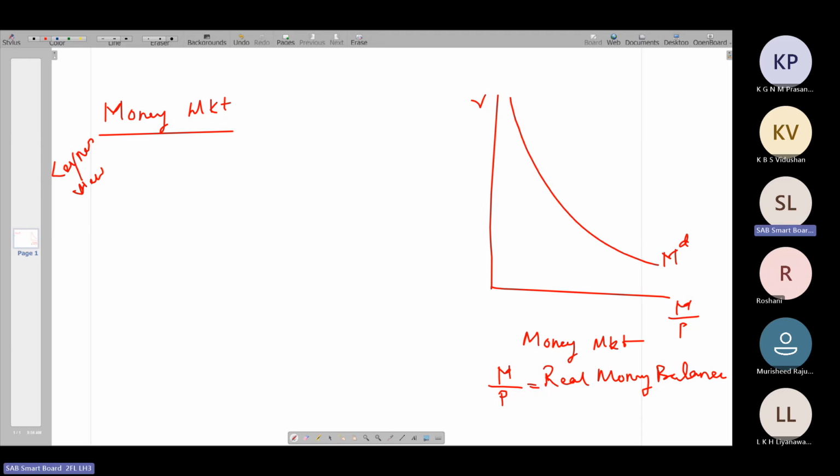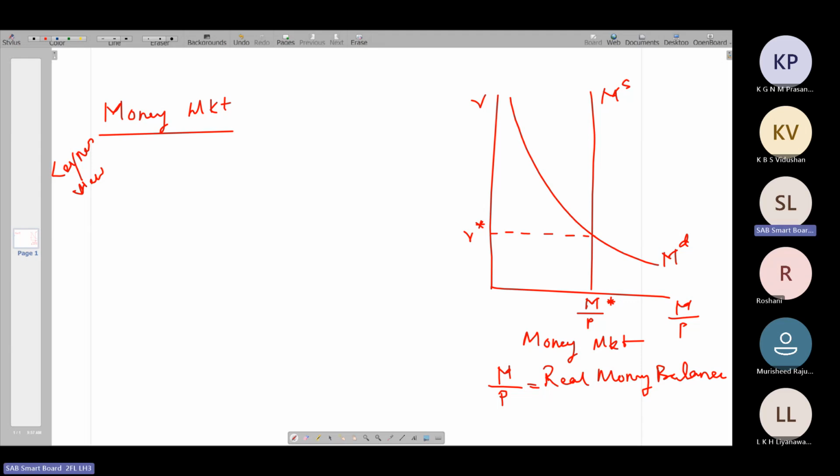Money supply, how do we derive it? The money supply curve is vertical because, according to Keynes, money demand and the money supply determine the interest rate in the money market. So this is the money market equilibrium, and this is the equilibrium interest rate. This is the money stock in the economy in real terms, M over P.